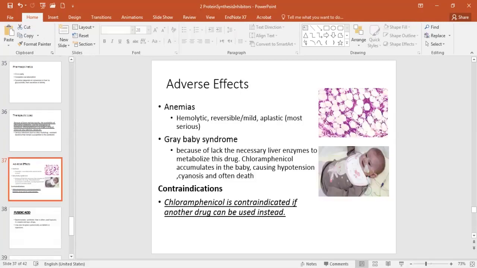Adverse effects, as we said before, may lead to anemia. Why? Because it causes bone marrow suppression. It could be hemolytic anemia. It could be reversible, could be mild, or could be aplastic. Aplastic means bone marrow failure, meaning the bone marrow stops producing RBCs, WBCs, and also platelets. This is the most serious type.